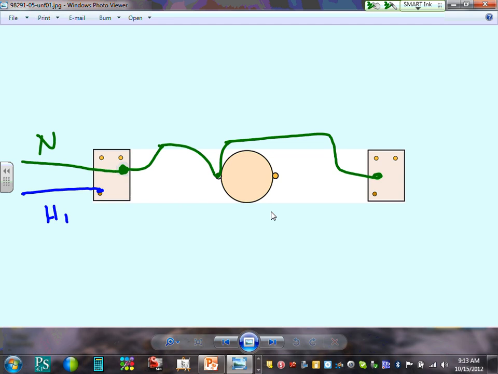Okay, so now let's take the hot. Now the travelers. The travelers are easy. You have to have a switch coming.